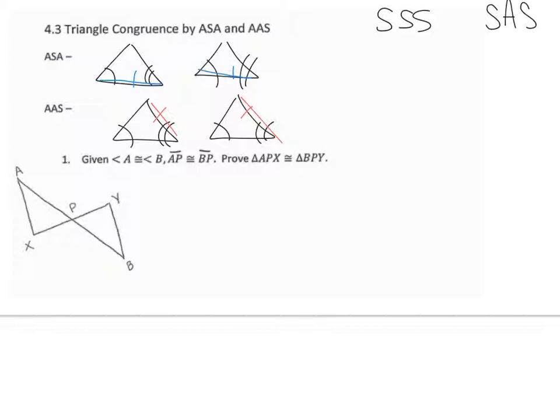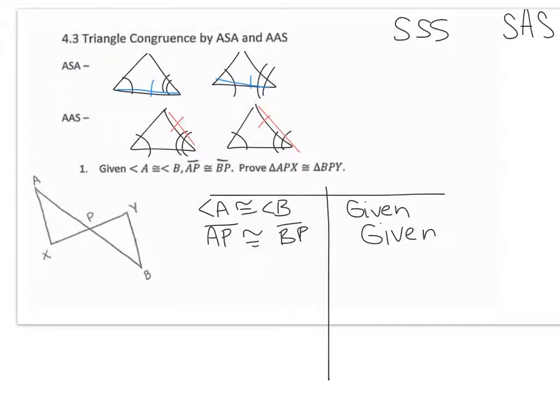So when we're doing a proof, we still start out with the given. So I'm going to write down the given. Okay, so I wrote down the two givens. Now I'm going to mark them. Always mark your givens and see what you can do with it. So angle A is congruent to angle B. I marked it. And then I have the side AP is congruent to the side BP. And I marked it.